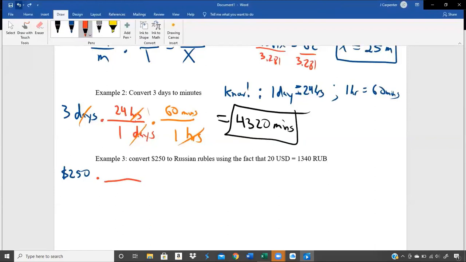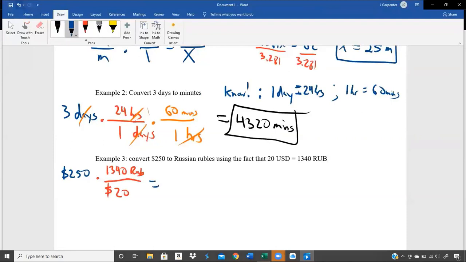So the old is the dollars, which means the dollars need to go in the bottom. And if you're going to put the dollar symbol in the original one, let's do it that way in the bottom one. So that'll cancel the dollars. And it was specifically 20 of these US dollars is the same as 1,340 rubles, R-U-B. I don't know the symbol for that if there is one, and that's okay.